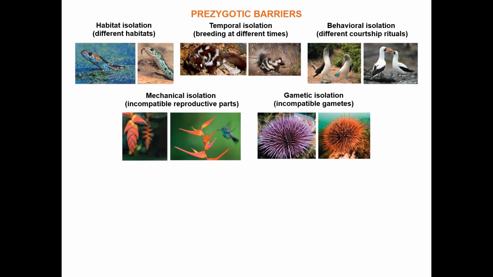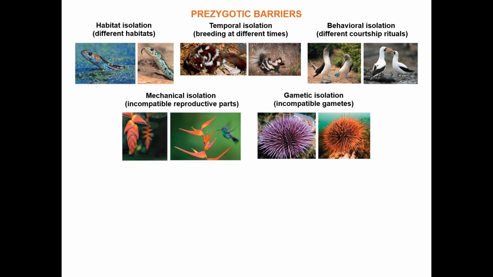You can either not live in the same place, in habitat isolation. You cannot be ready at the same time, that's temporal isolation. You could have different courtship rituals, behavioral isolation. Things could just not mechanically work, mechanical isolation. Or your eggs and sperm may be unable to fuse with those of another species, and that's gametic isolation. So what if all of these things fail, and you actually produce a zygote? Well, then you move to postzygotic barriers.